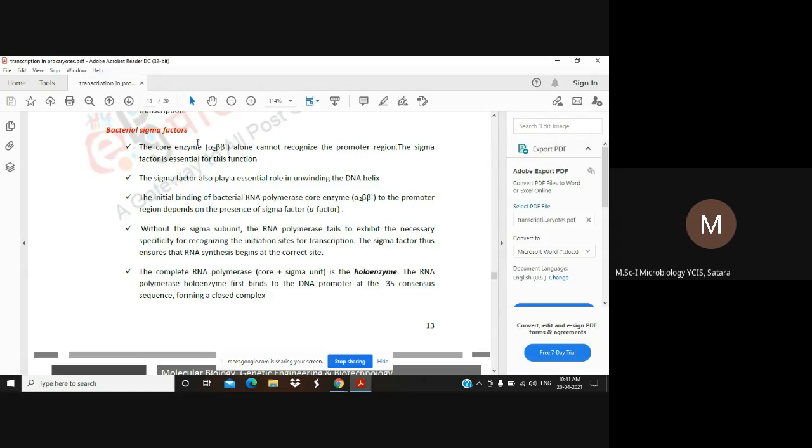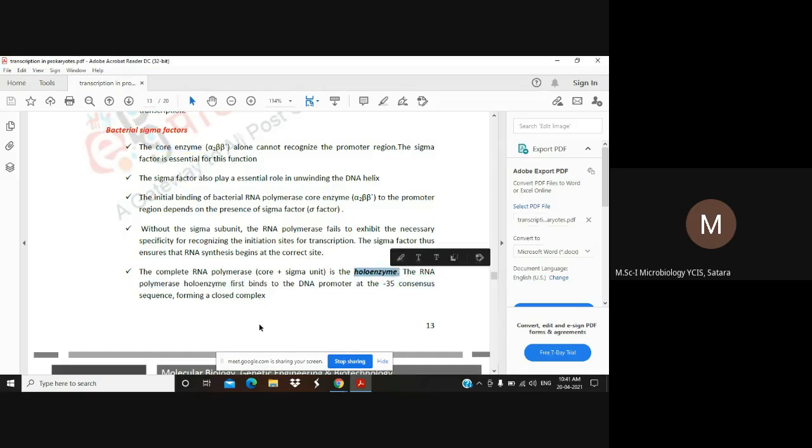So remember this, what is called a core enzyme? Alpha 2 beta beta dash. Because they had told us earlier that it is a tetramer, it has 4 subunits. The reason is that this core enzyme has only these 4 subunits. Which ones? Alpha 2 beta beta dash. That is 2 subunits of alpha, 1 subunit of beta, and another is the beta dash. So it is called a core enzyme. Whenever sigma molecule binds to that, it is called a holo enzyme.